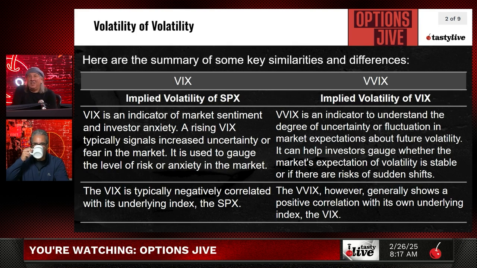So here's a summary of some of the key similarities and differences. I'm not going to read through this whole thing, but you guys can later on, if anybody wants to get into the nitty-gritty here. We just provided a lot of research. What's important here is the VIX is negatively correlated with the SPX about 85, 87% of the time. And the VVIX is positively correlated to the VIX, because when volatility goes up in the S&Ps, it's going to go up in volatility itself. That's the main takeaway from this.